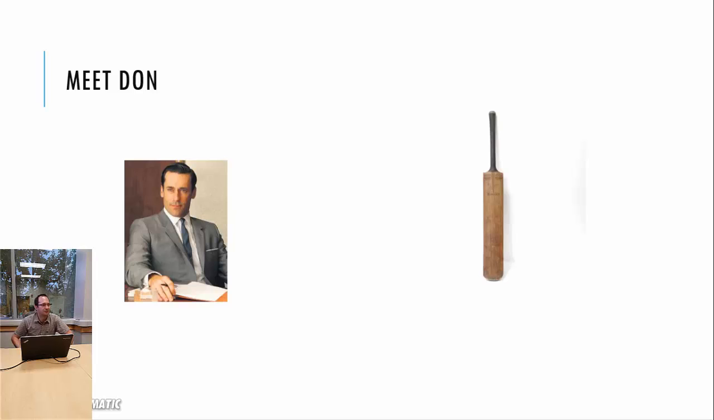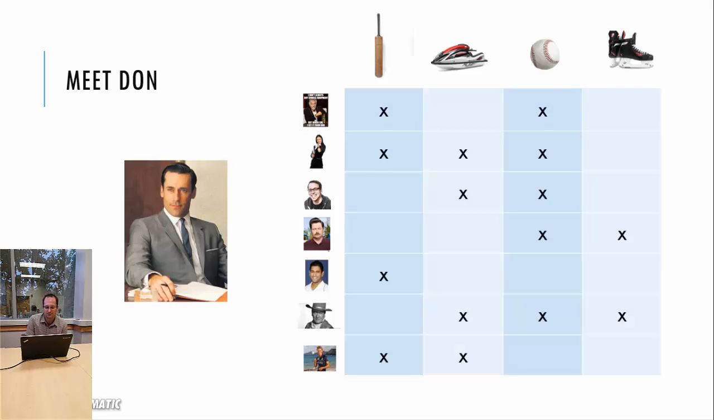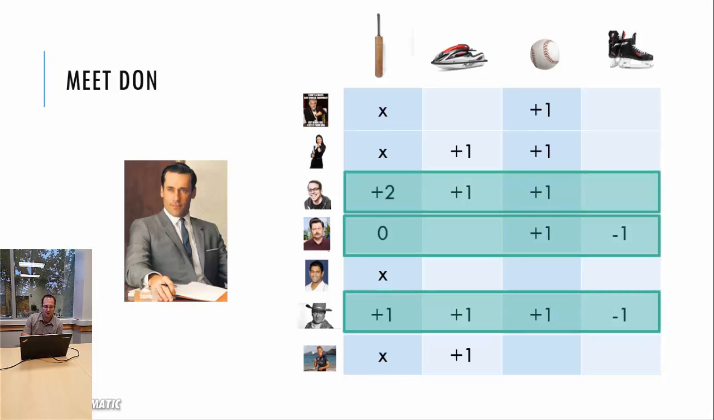He has no idea who would be interested in them or what product features would be useful, but he uses the same kind of idea. He looks at who's buying cricket bats, looks at his customers, and then also looks at his other products and the customers buying those, and he sees that wave runners and baseballs have similar customer bases. Hockey skates, not so much. So he changes these to +1s and -1s again, adds them up, and now you can see that this hipster-looking guy is probably the most likely one to buy cricket bats, and Ron here, not so interested in cricket.